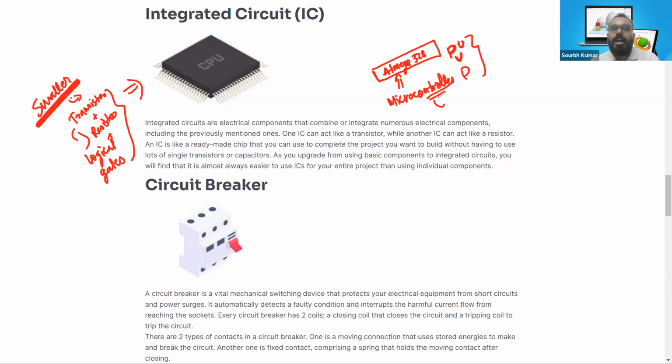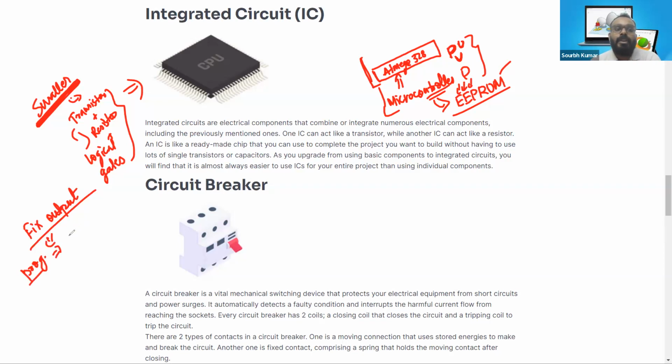On the other hand, another IC has the capability of EEPROMs, electronically erasable programmable memories. So we can utilize different kinds of EEPROM ICs. Suppose you have to build an electronic project or a robotics project in which you have a fixed output. In that case, we are not going to use the programmable version of IC, that is the microcontroller.